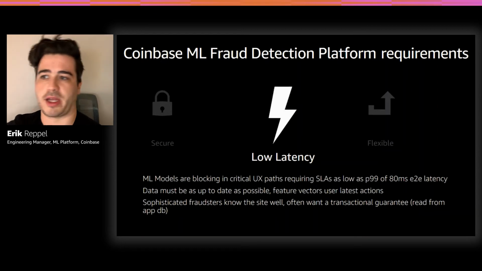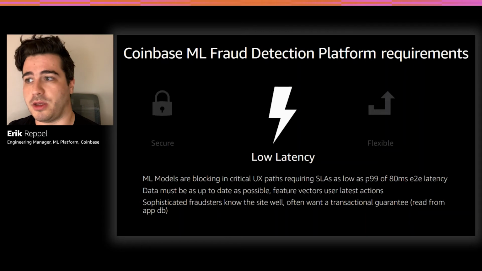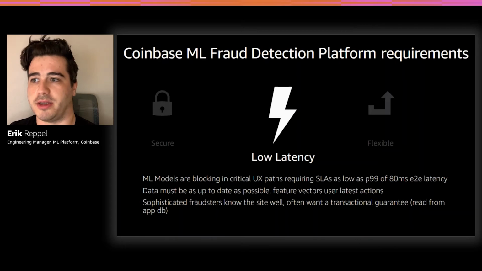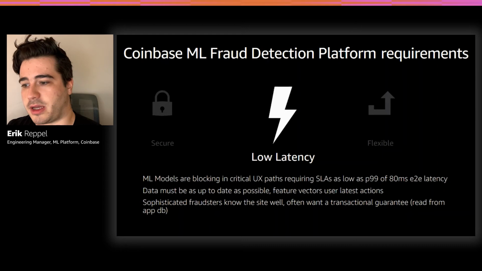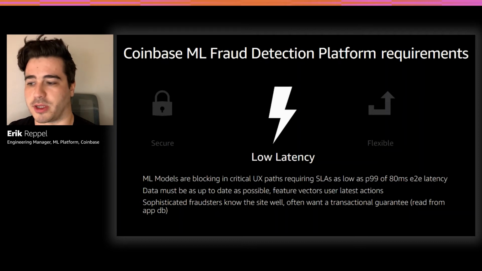Second, we needed it to be low latency. Our ML models are in critical path for many user workflows, and so we require SLAs as low as 80 milliseconds end to end. This includes retrieving the feature vector, scoring against the model, and returning a response to the service. Data must be as up-to-date as possible because sophisticated attackers know the site well and can move through very quickly or use clickbots. This results in us wanting transactional guarantees for some of the features that we use for our models.